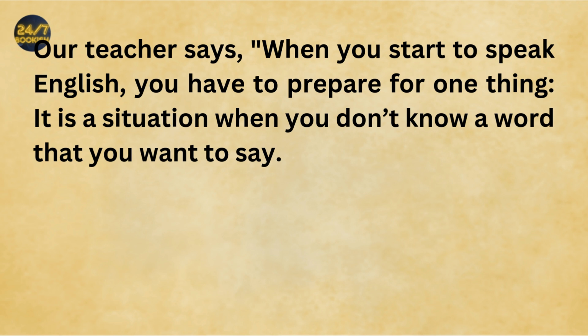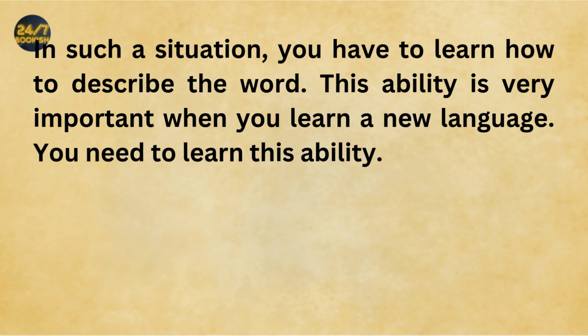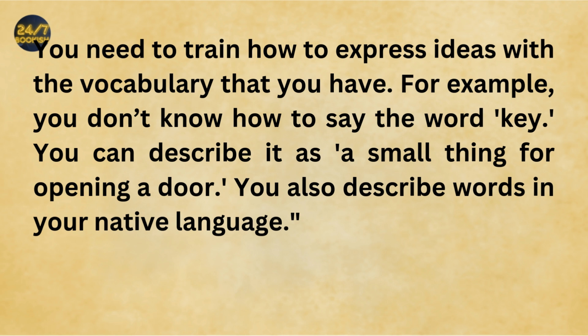when you start to speak English, you have to prepare for one thing. It is a situation when you don't know a word that you want to say. In such a situation, you have to learn how to describe the word. This ability is very important when you learn a new language. You need to learn this ability. You need to train how to express ideas with the vocabulary that you have. For example, you don't know how to say the word key. You can describe it as a small thing for opening a door. You also describe words in your native language.